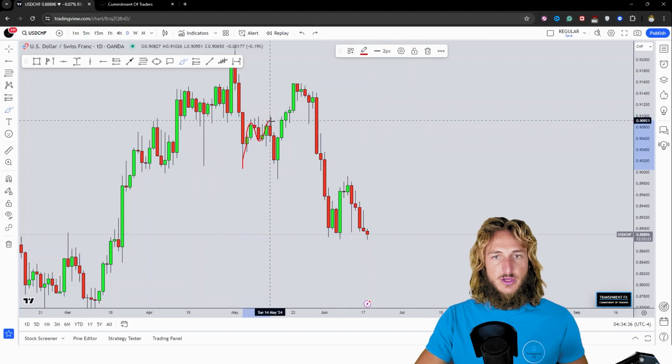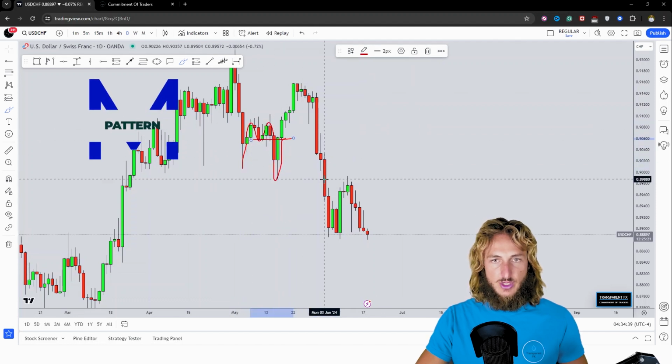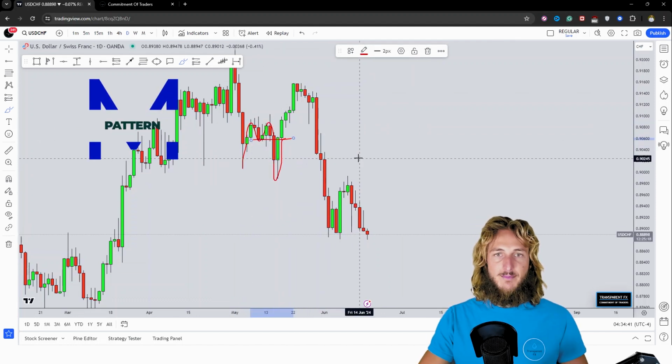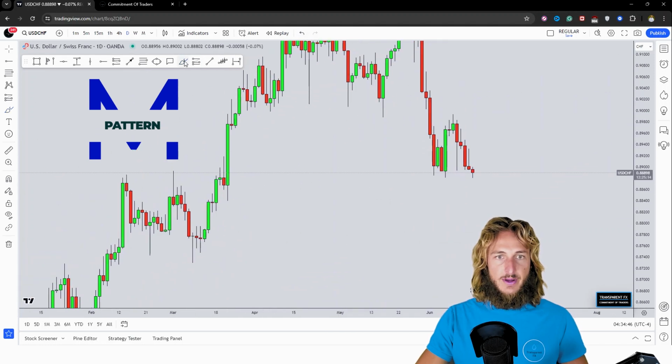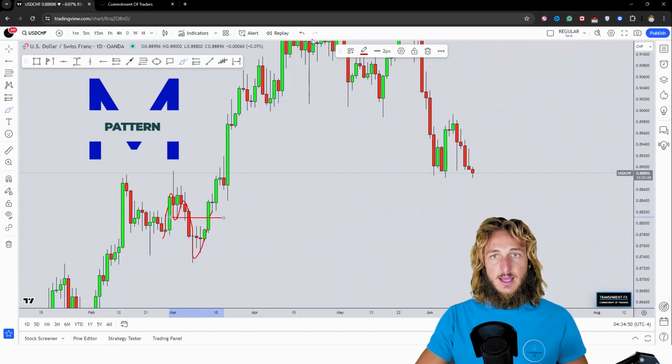You can see, for example, here we had this M pattern, the market created a rejection to the upside, completing the M pattern at the neckline. We can see again, we had another one of those M patterns here, for example. The market here created a rejection to the upside, completing the M pattern at the neckline.